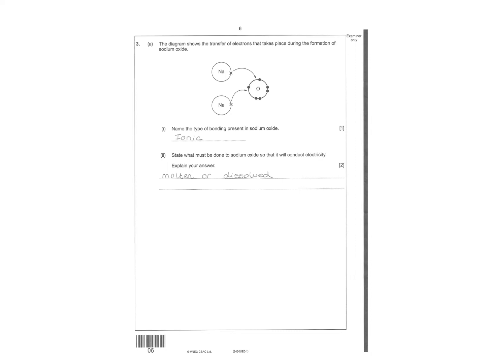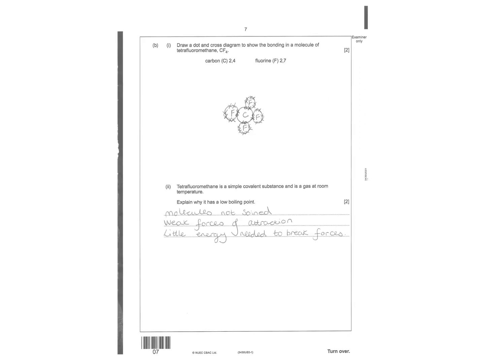Name the type of bonding present, so that's ionic. When can it conduct electricity? When it's molten or dissolved. That's when you get your 1 mark. The second mark is for ions free to move.